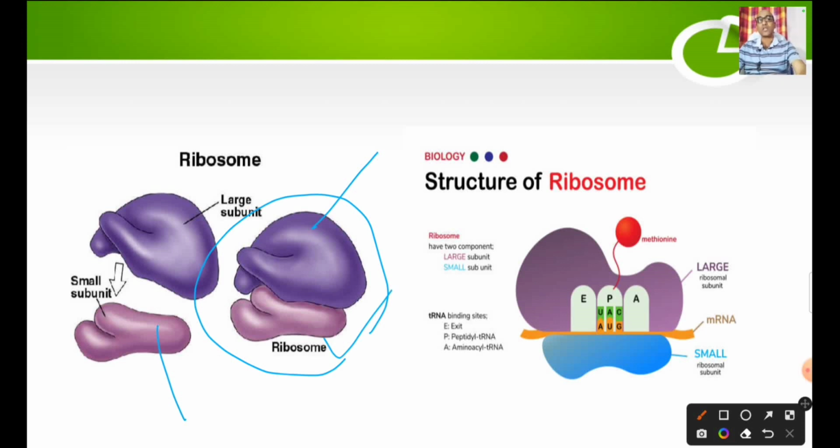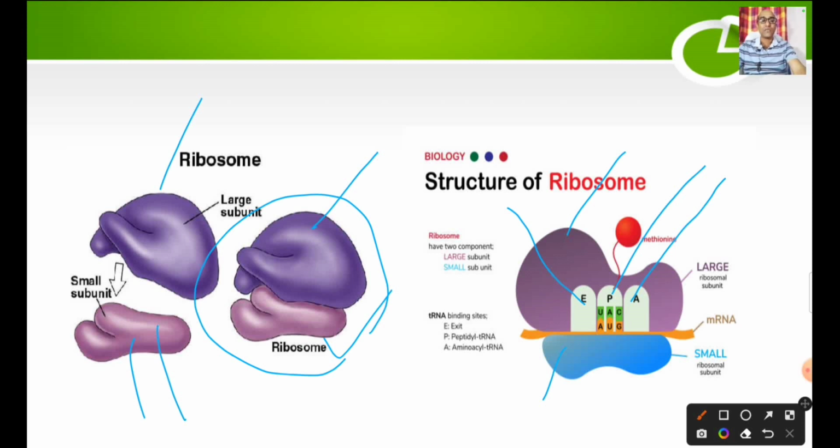Under normal conditions, the larger subunit and the smaller subunit remain separated from each other. And you know that they get associated when the magnesium ion concentration is very high. In this diagram, this is the larger and this is the smaller subunit, and the important sites of the ribosome that have specific roles during protein synthesis are written here. This is the A site, the aminoacyl tRNA binding site. This is the P site, the peptidyl tRNA binding site, and this is the E site, the exit site.